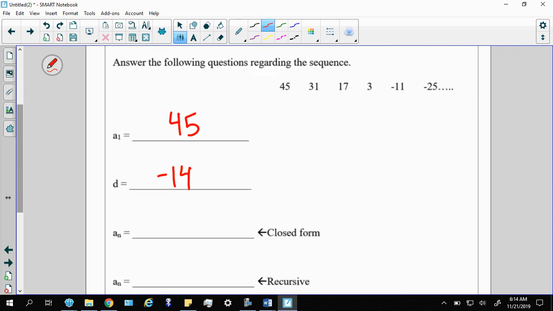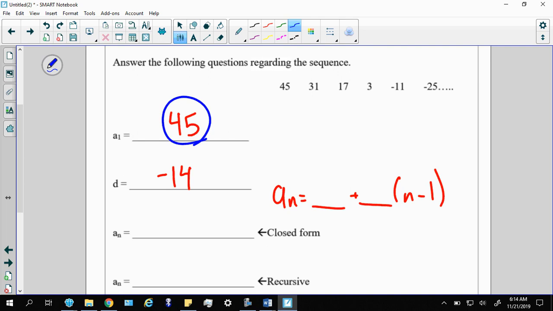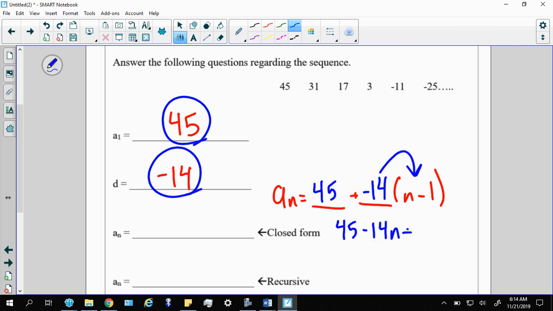Now, to have the closed form formula, remember that A of n is equal to something plus something times (n minus 1). If you have your first term and your common difference, you can skip straight to this part and figure it all out. So distribute n: 45 minus 14n plus 14. When I combine like terms, my answer is negative 14n plus 59.